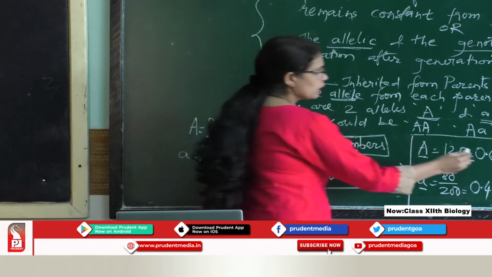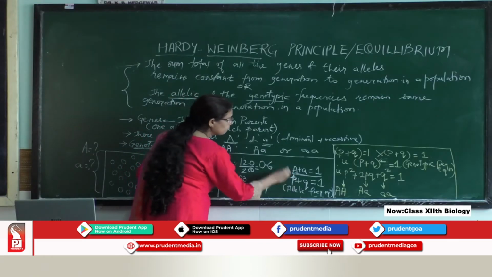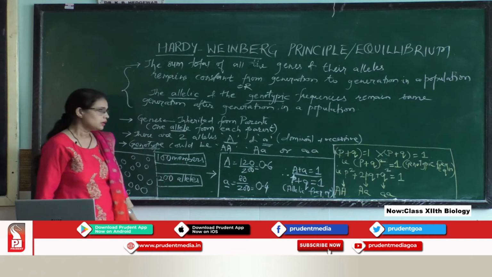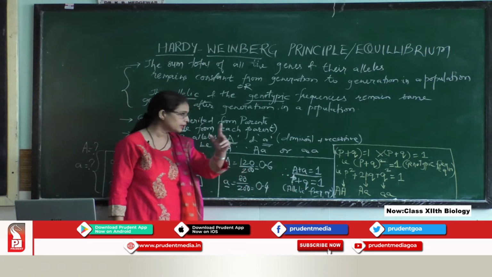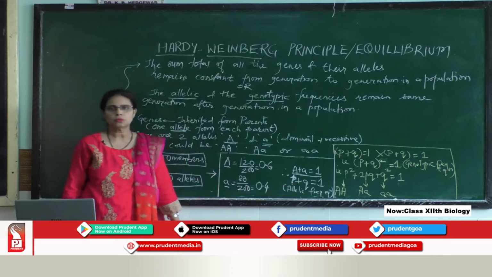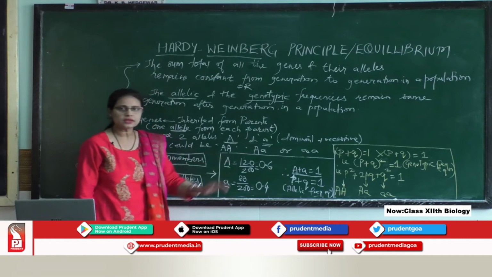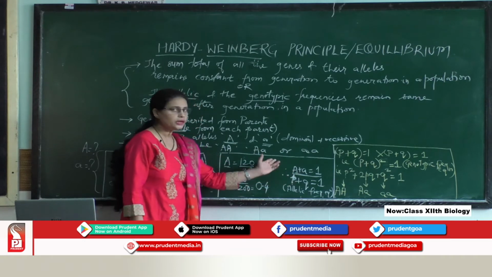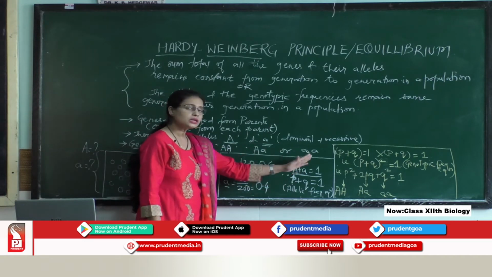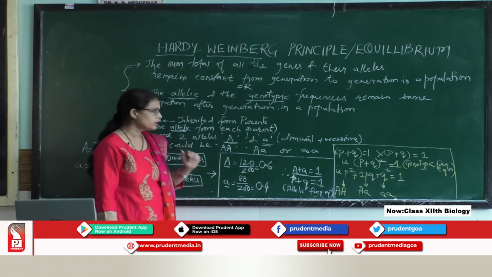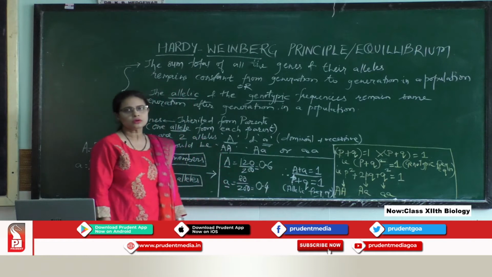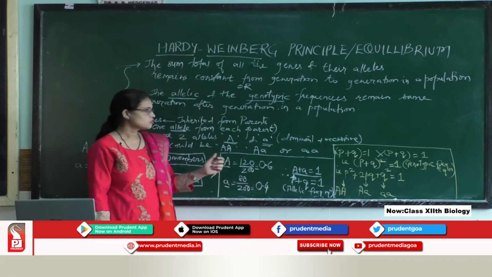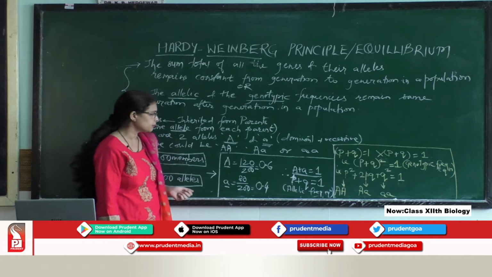Okay? So, if I use now one letter P to denote the frequency of dominant allele, and if I use Q letter to denote the frequency of recessive allele, I can say P plus Q equals 1. So this is called allelic frequency equation given by Hardy-Weinberg. I repeat, instead of saying dominant allele frequency plus recessive allele frequency is equal to 1, I can straight away say P plus Q is equal to 1. P is the frequency with which dominant allele appears. Q is the frequency with which small a, that is the recessive allele, appears.